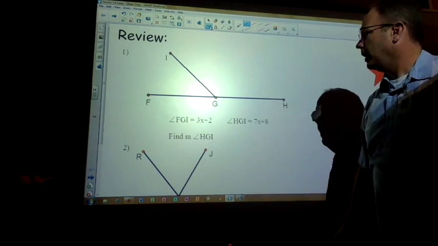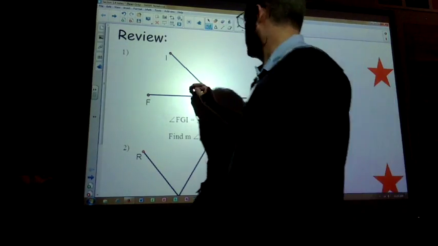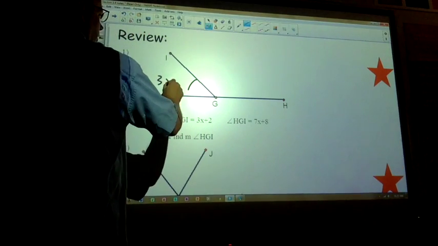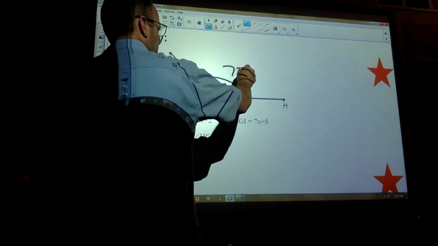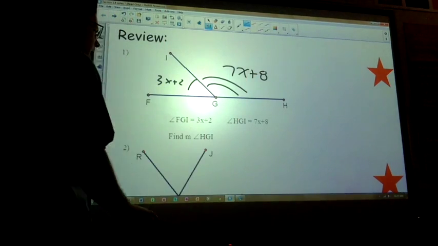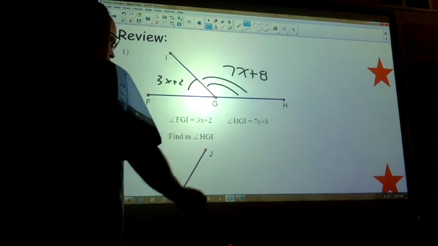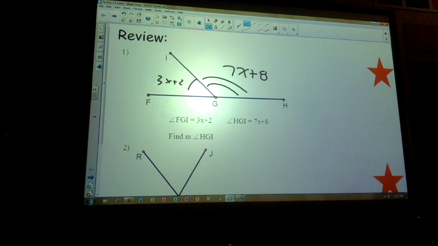Okay. FGI is this, 3x plus 2. HGI is this, 7x plus 8. Find angle HGI. Okay. We can do this. This is a far simpler method. What do the two angles have to add up to? 180? Okay, this is so much easier now.